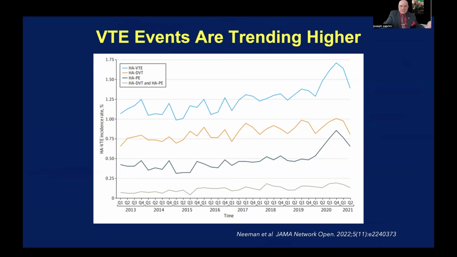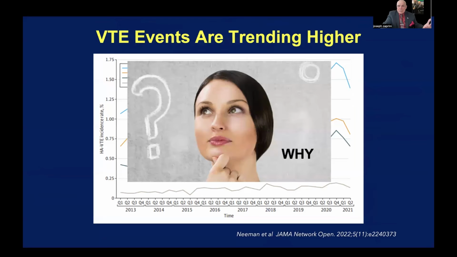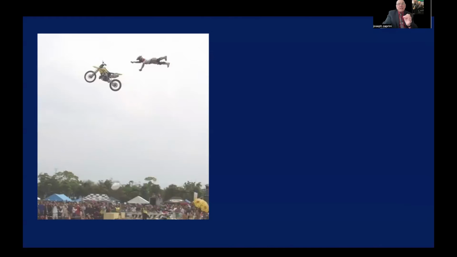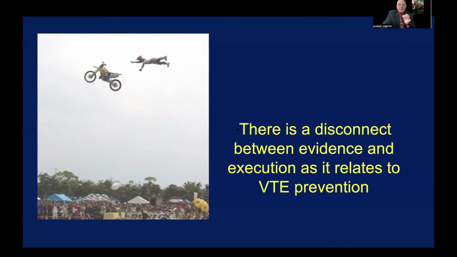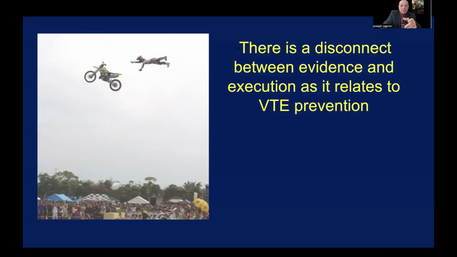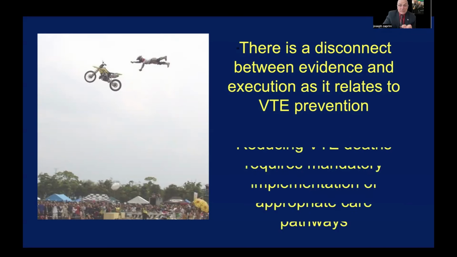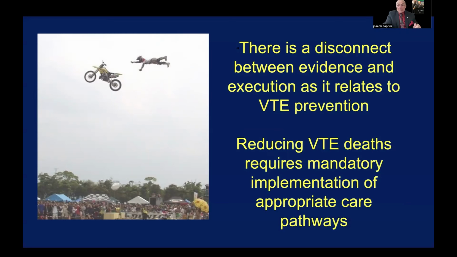Why? Despite all this data, despite everything I've shown you? I don't get it. Well, I think it comes back to what the British showed us. And that is there's a disconnect, just like between the rider and the motorcycle, there's a disconnect between evidence-based execution and VTE prevention. And reducing VTE deaths requires mandatory implementation of appropriate care pathways. When that was done in the United Kingdom, they saved 940 lives.